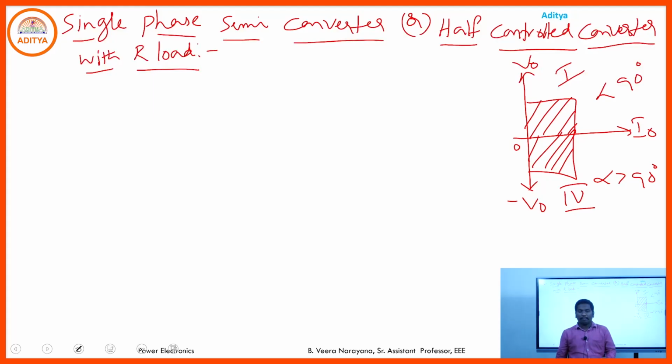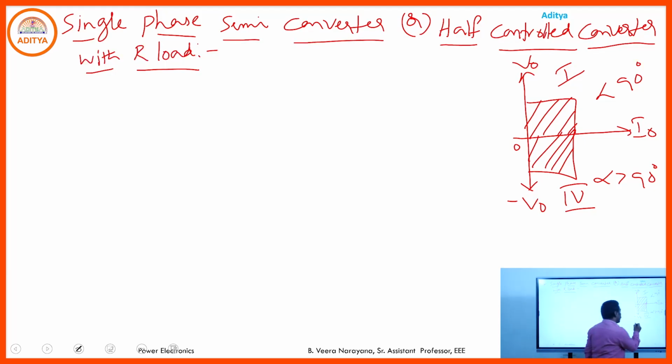So if at a time you want to collect the two quadrant operations from a single converter, that is either first quadrant operation or fourth quadrant operation, depending upon the load requirement, then we go through the fully controlled converters, like bridge type fully controlled converters.